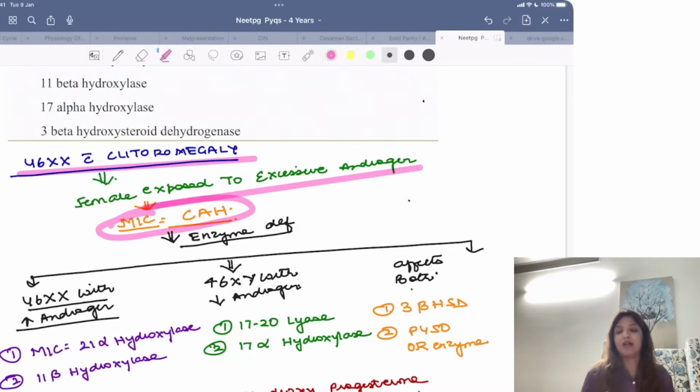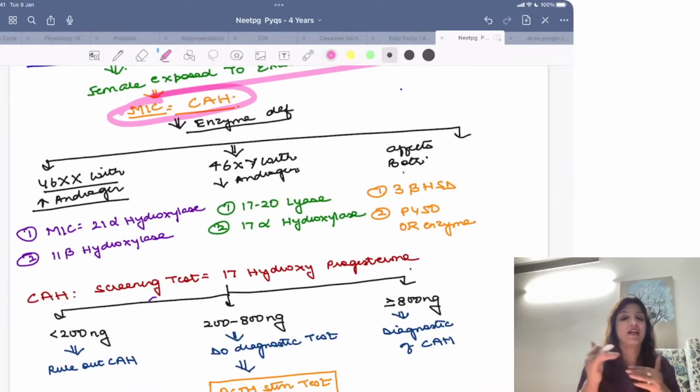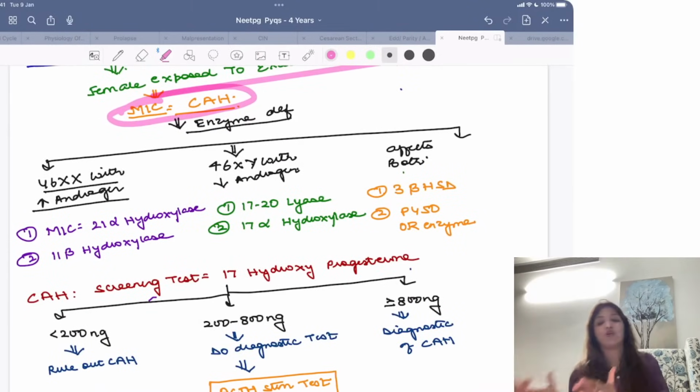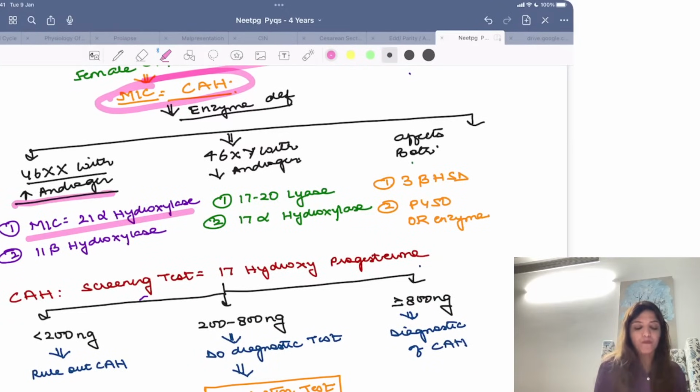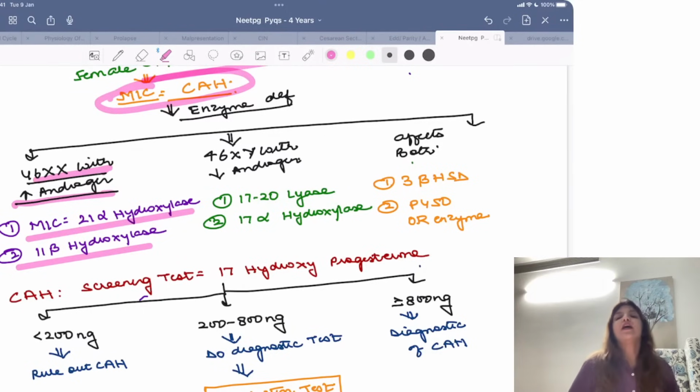In congenital adrenal hyperplasia, you have to remember which enzyme deficiency can lead to manifestation in 46XX karyotype, which enzyme deficiencies can lead to manifestation in 46XY karyotype, and which enzyme deficiencies can lead to manifestation in both 46XX and 46XY karyotype, right? So the enzyme deficiency which leads to manifestations in 46XX karyotype, the most common is 21 alpha hydroxylase deficiency. The second most common is 11 beta hydroxylase deficiency.